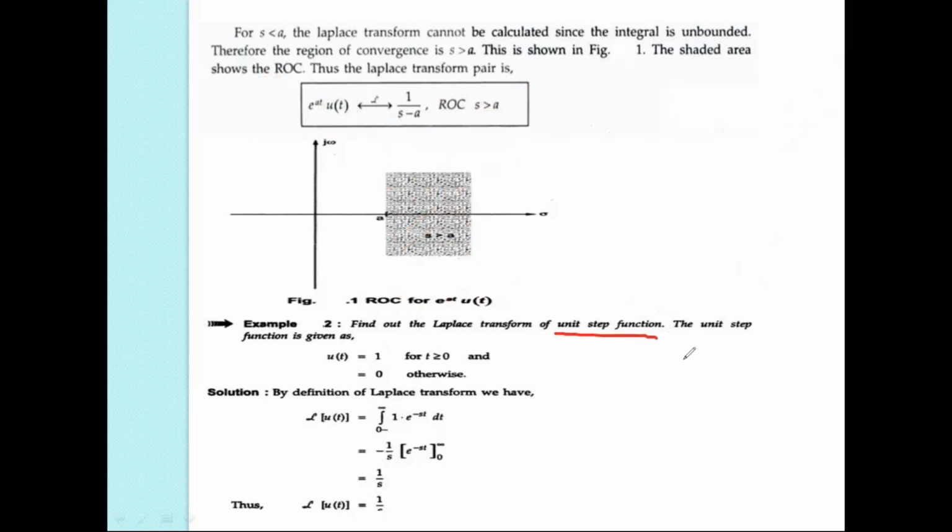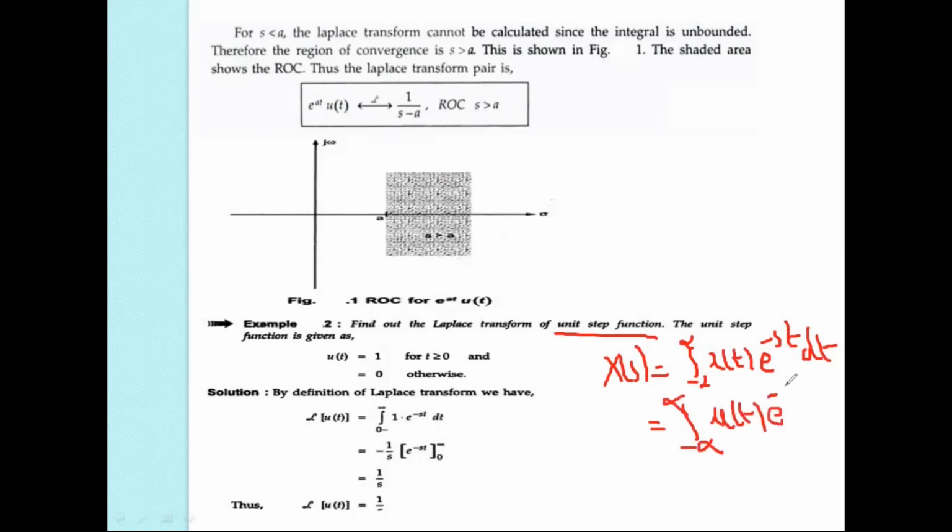So coming to the second example: find the Laplace transformation of the step function. From the definition, X of s is the integral from minus infinity to infinity of x of t e power minus s t dt. What is x of t? The step function. So the integral from minus infinity to infinity of mu of t e power minus s t dt. What is mu of t? The value is 1 from 0 to infinity only. So e power minus s t dt.